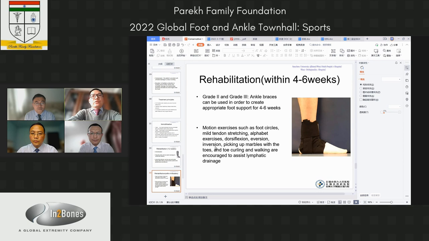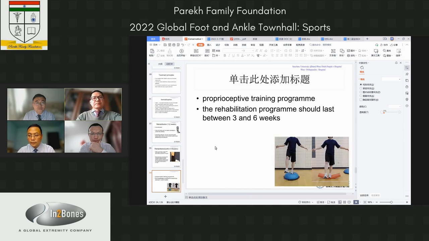Within 4 to 6 weeks, for grade 2 and grade 3 ankle sprain, we give the patient an ankle brace to create appropriate foot support. They can do some motion exercises such as foot circles and tendon stretching. A proper strength training program can be started between 3 to 6 weeks.